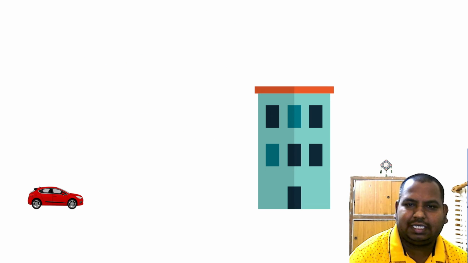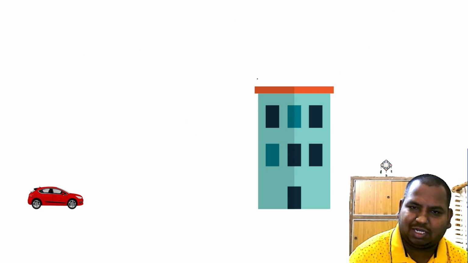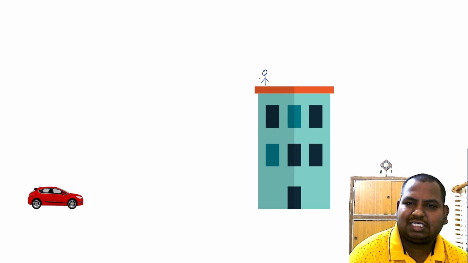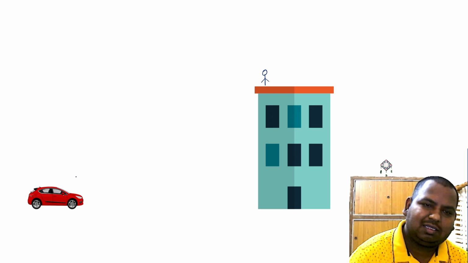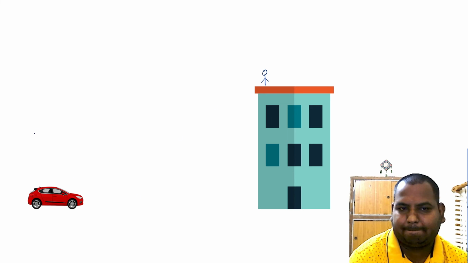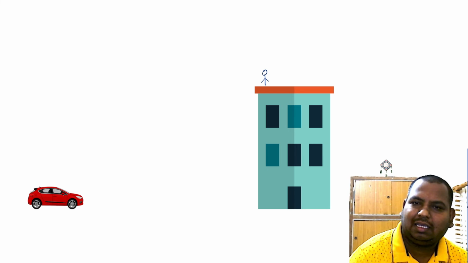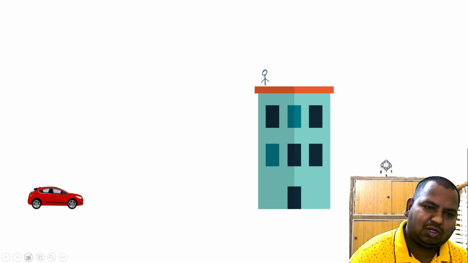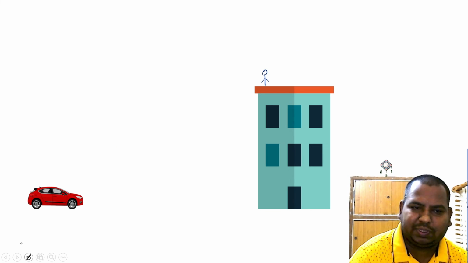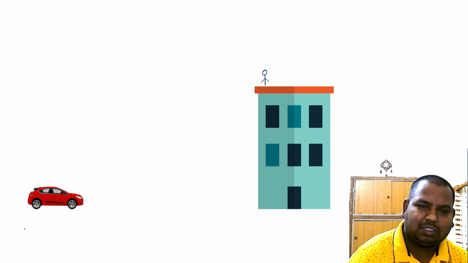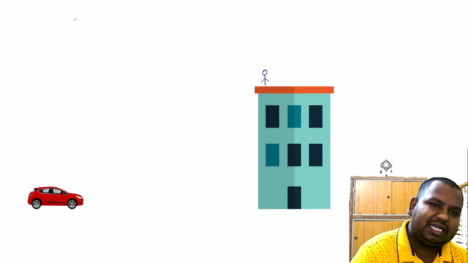Okay. So here, see, there is a person standing on top of the building. Now this person is viewing the car which is moving towards the building. Or you can say that the car is parked in front of the building, and this person who is standing on top of the building is viewing the car.